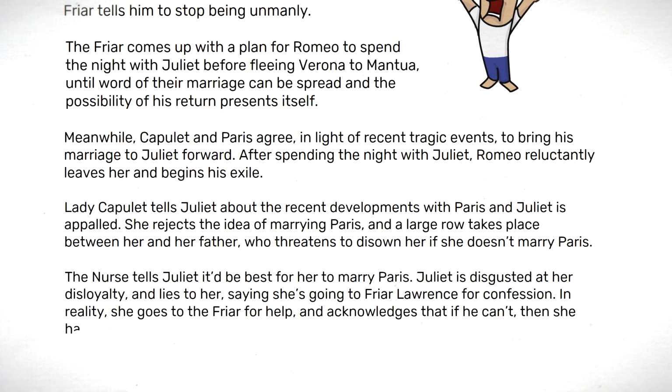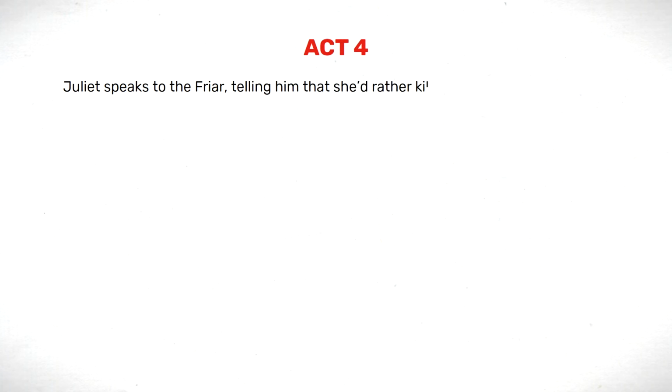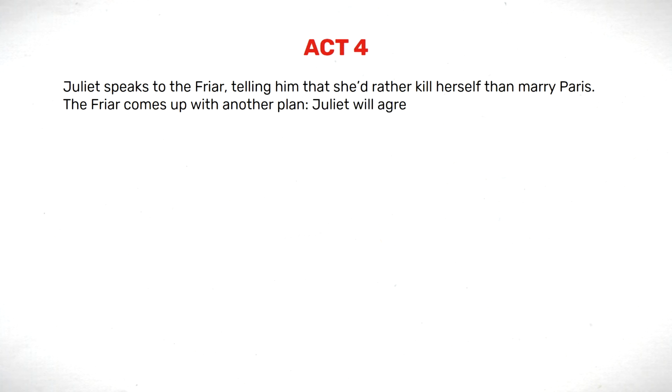In reality, she goes to the friar for help, and acknowledges that if he can't, then she has the power to take her own life. In Act 4, Juliet speaks to the friar, telling him that she'd rather kill herself than marry Paris. The friar comes up with another plan.